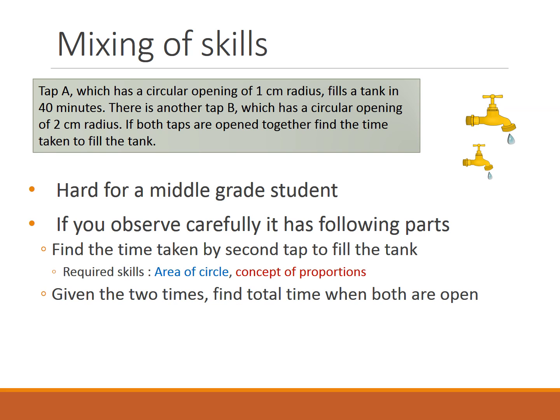So let's come to the first part. Since the radius of the circular opening of the second tap is given, we can find its area using the normal method, that is, area equals pi r squared. And then using the concept of proportions, we can find the time taken by the second tap to fill the tank. And once we have both the times, using the concept of inverse proportion, we can find the total time taken to fill the tank when both the taps are open together.